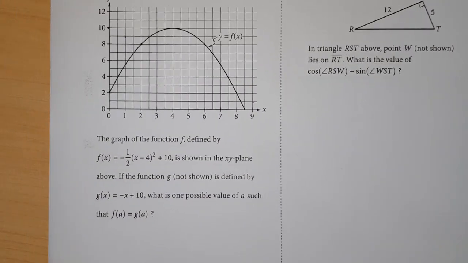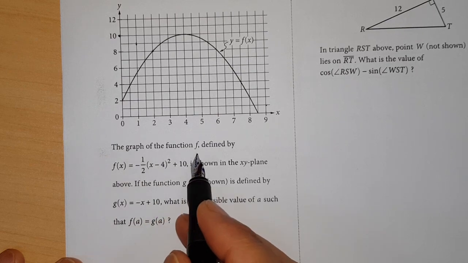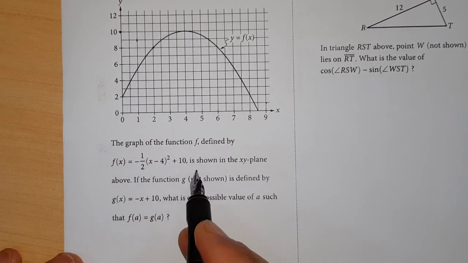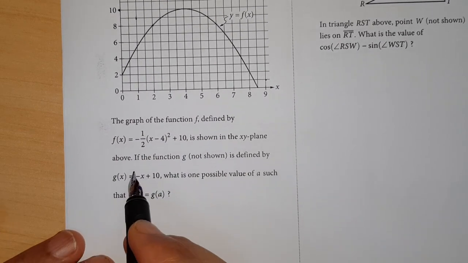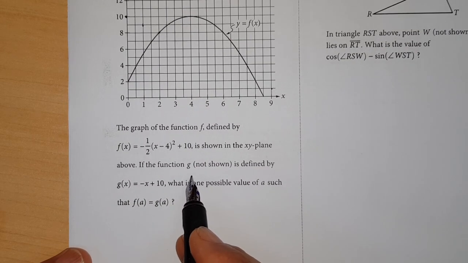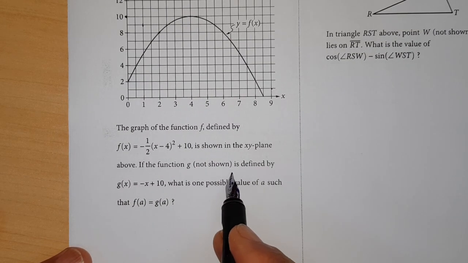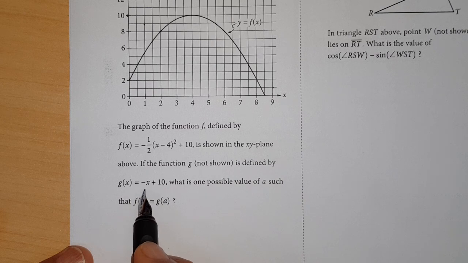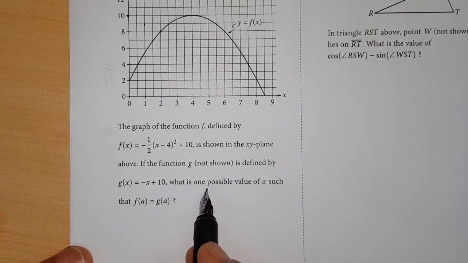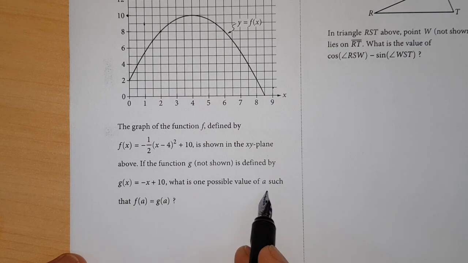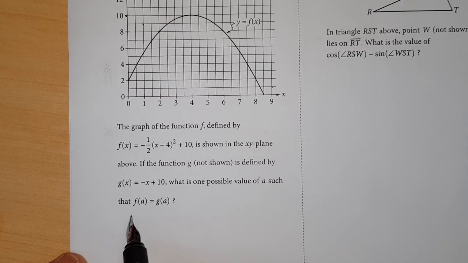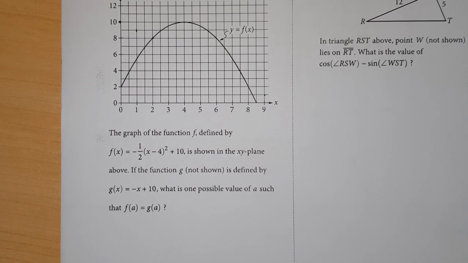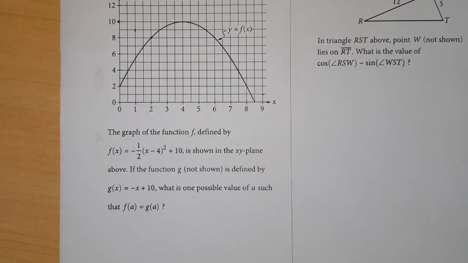Number 35. I have the graph of the function f, shown in the xy plane above. The function g, not shown, is defined by g of x equals negative x plus 10. What is one possible value of a such that f of a equals g of a? One possible value: the two functions are equal at the point of intersection.